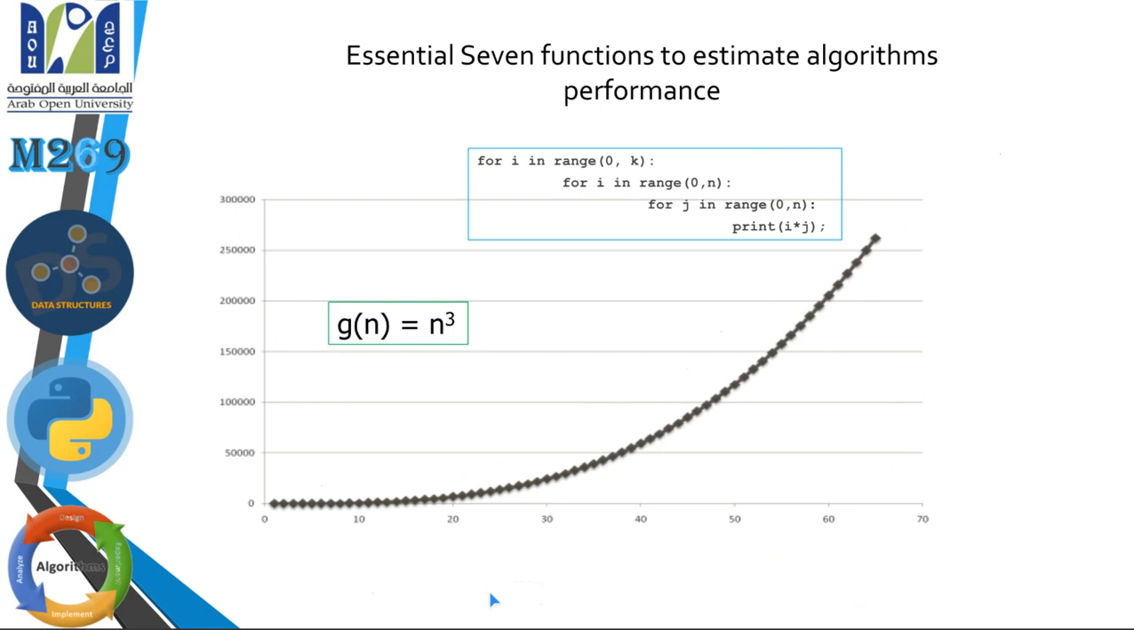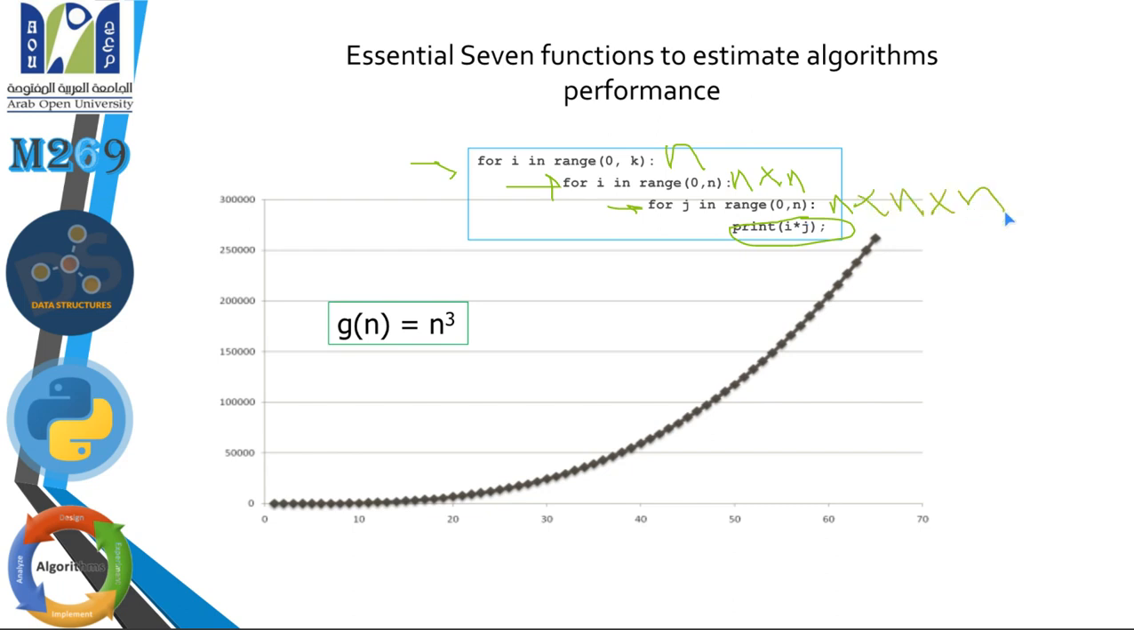Now n to the power 3. See, here we have 3 for loops: 1, 2, and 3. We are going to execute this code which is inside 3 nested loops. So this one is going to be repeated n times, this is n by n, and this is n by n by n.